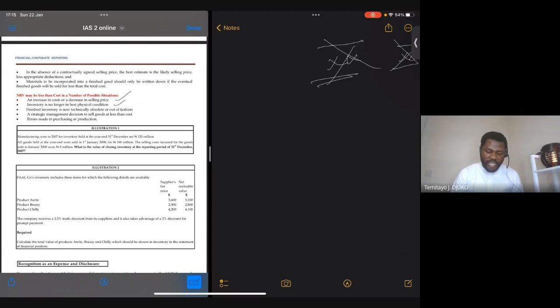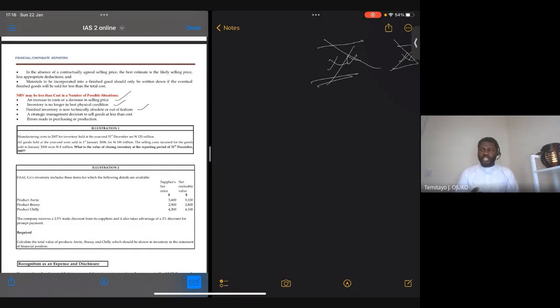Inventory is no longer in best physical condition. For example, you have inventory of books or of flour and water poured on it. Now they are not in a good condition. Nobody wants to buy that for the exact price. Everybody wants to get a discount on that. So it has affected the net realizable value. Finished inventory is now technically obsolete or out of fashion. Take note of that as well.